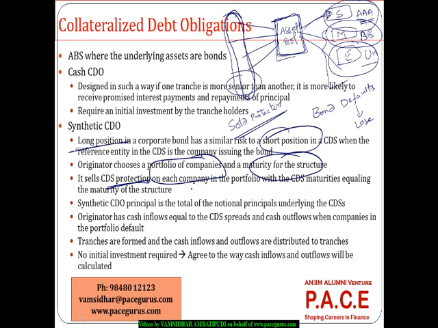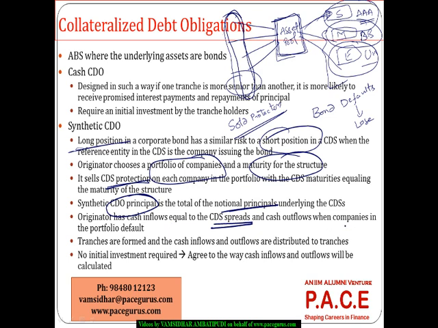Protection is sold, and instead of having the actual physical bonds to be purchased, the whole calculation happens on that reference bond, but no physical purchase is happening. So the CDO principal is the total notional principal of the underlying CDS. So the originator has cash flow equal to the CDS spreads. Inflows, so you will be receiving the premium exactly equivalent to that.